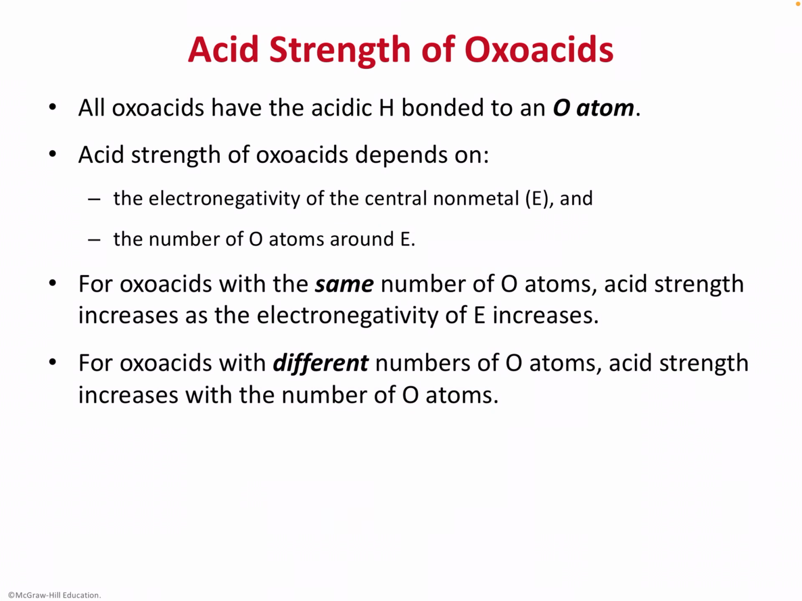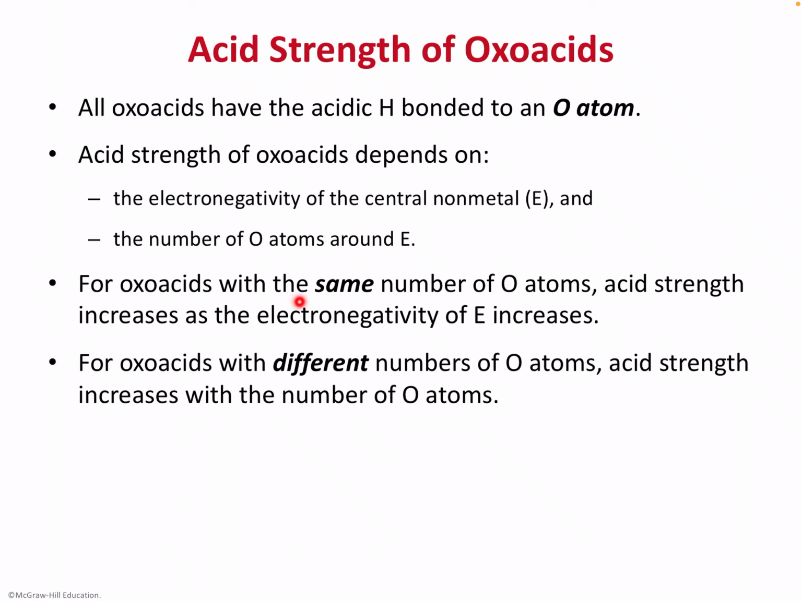Okay, and then we also have acids that contain oxygens, and these oxygens are normally bonded to hydrogen. They are called oxoacids. Acid strength of oxoacids depends on the electronegativity of the central nonmetal. Again, you have a nonmetal and then you have oxygen and hydrogen. We have to look at their electronegativity and the number of oxygen atoms around the electronegative atom.